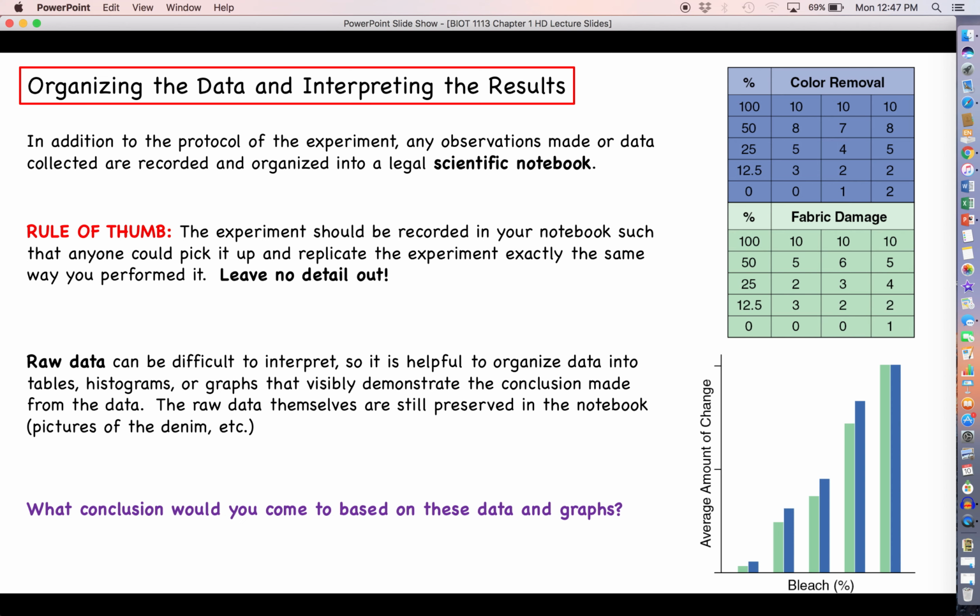So go ahead and pause the video for a second and take a look at these graphs and let me know what conclusion you would come to based on these data and graphs. Take just a minute to look at these and come up with your own conclusion here.